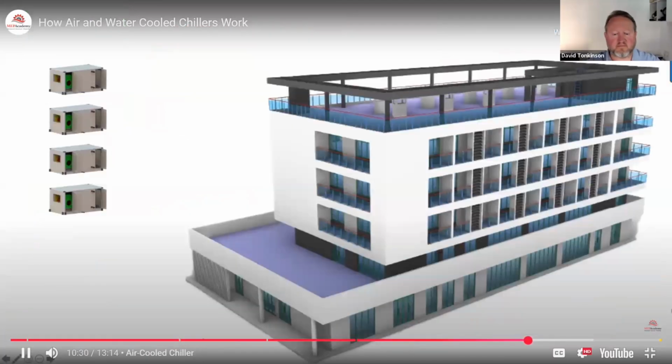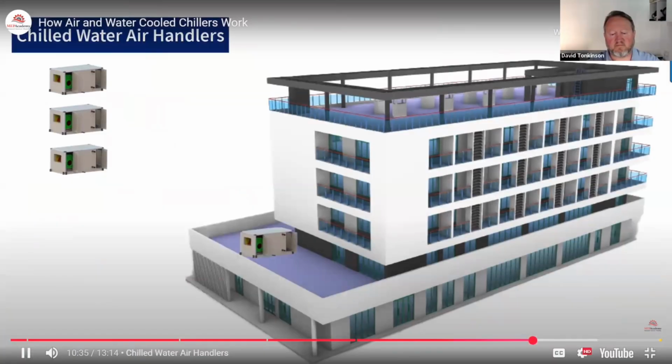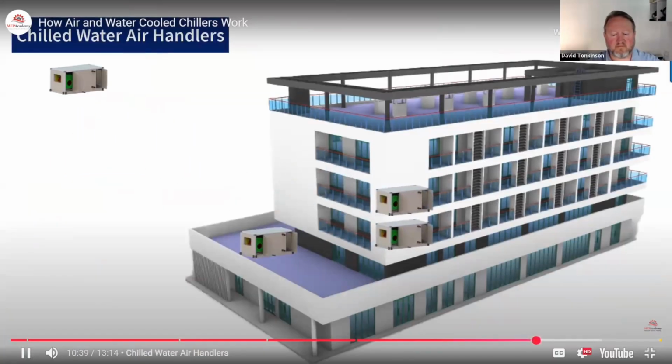Okay, so the first thing we've got to do is give each floor an air handler, a chilled water air handler, which we're going to provide chilled water to. There can be one or more of these per floor, or there can be several on the roof. Somewhere you can put these air handlers. They can be indoors or outdoors. You can get waterproofed, weatherproof ones for outdoors.